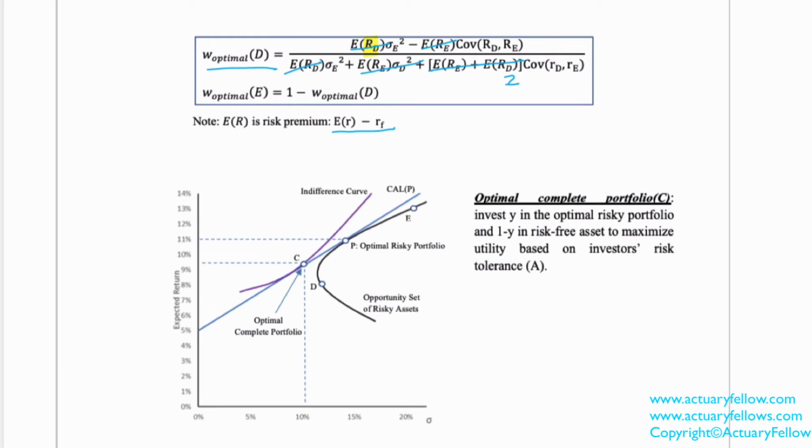Now let's bring in the indifference curve from BKM 6. We can identify the optimal complete portfolio that's built from the optimal risky portfolio to maximize investors' utility. First, on the opportunity set, identify the optimal risky portfolio at point P that's tangent to CAL. Second, find the optimal complete portfolio at point C that's tangent to the indifference curve.